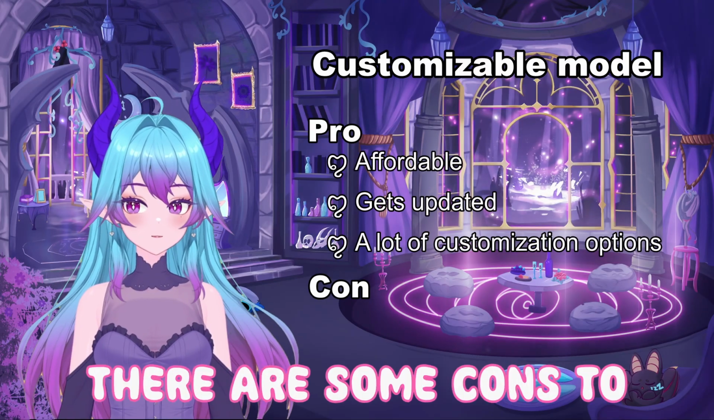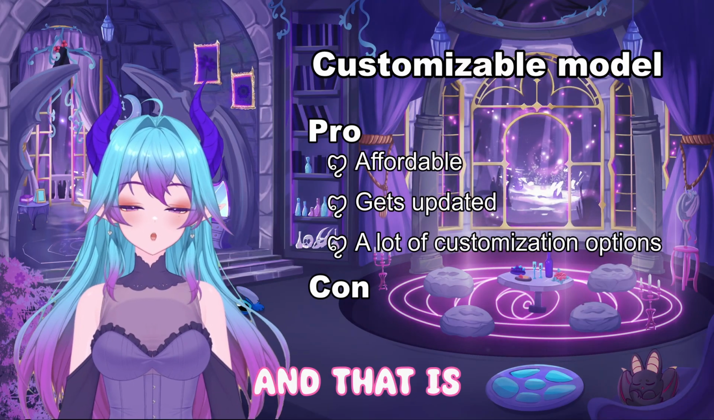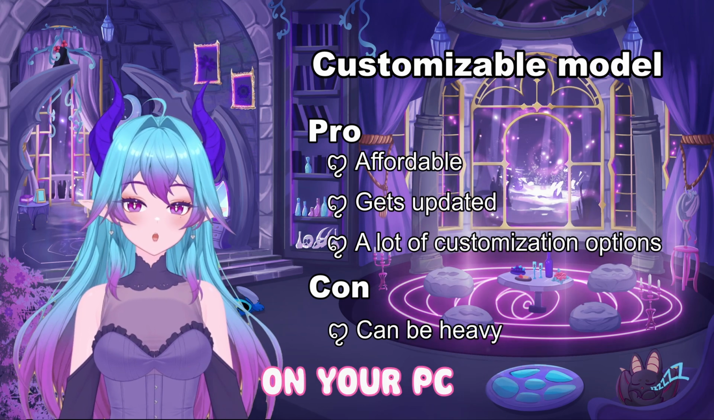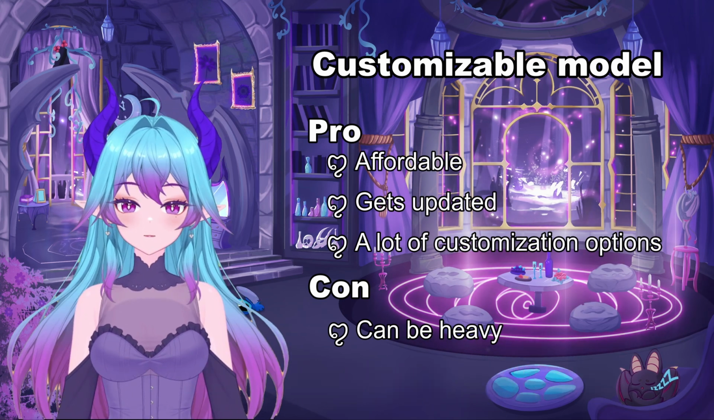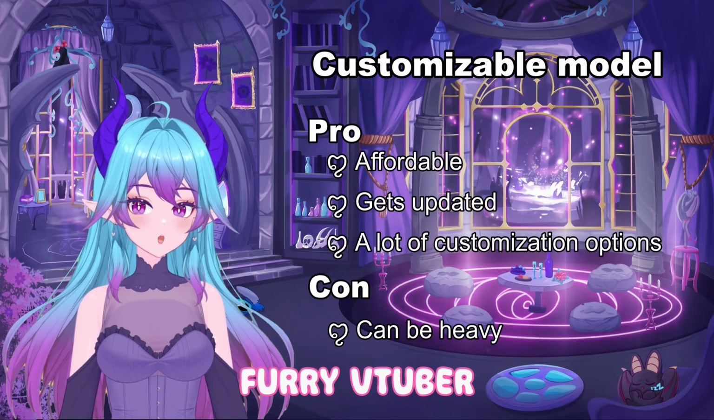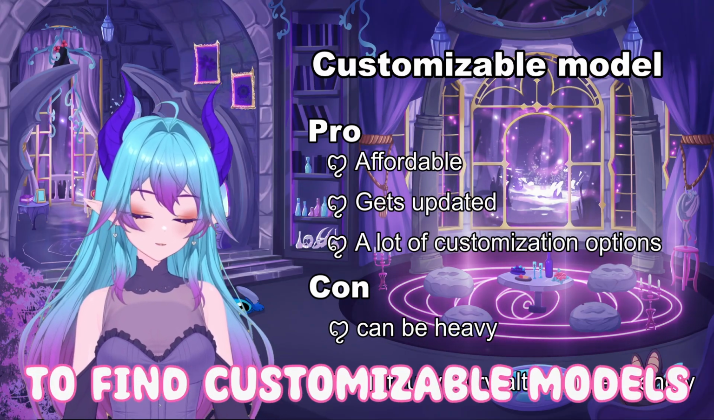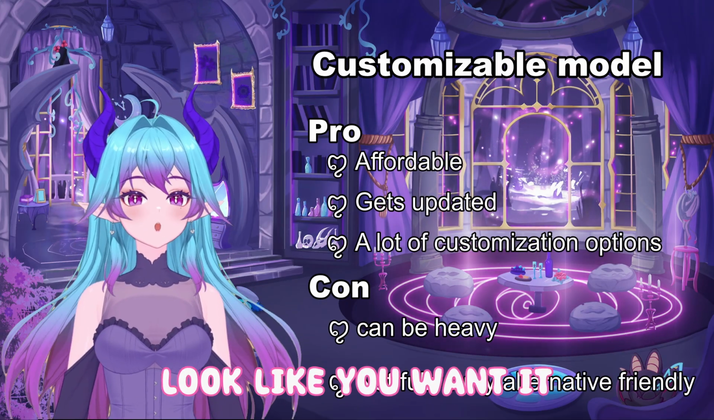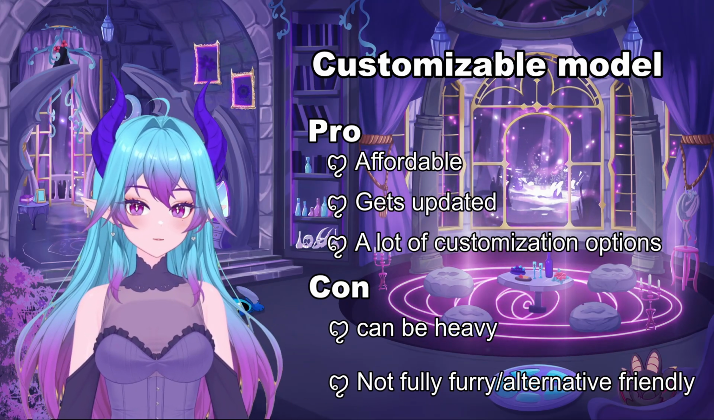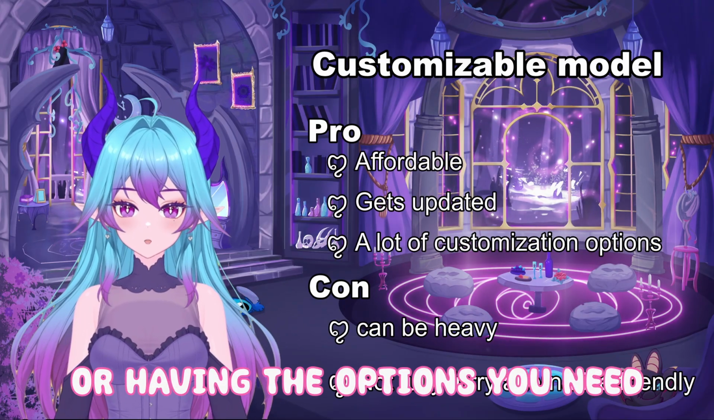Con. There are some cons to customizable model, unfortunately, and that is, it can be a bit heavy on your PC. This is very dependent on the model that you use. If you want to be a full furry VTuber or an alternative VTuber, it is a lot harder to find customizable models or to make a model look like what you want it to be, due to it maybe not having the customizations you need or having the options that you need.